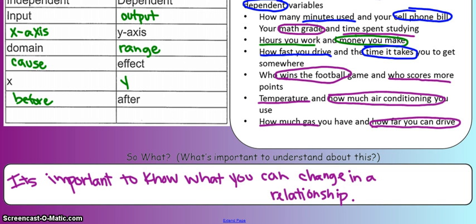Alright, so for the rest of the class period, you are going to be working on the back side of this frame and completing it to the best of your ability.